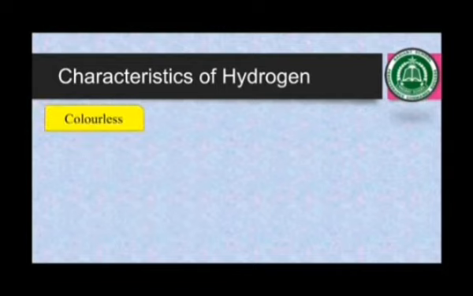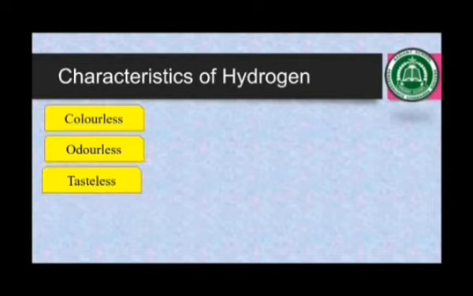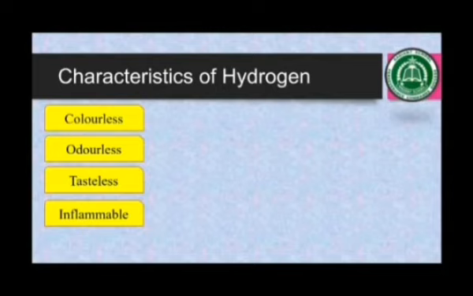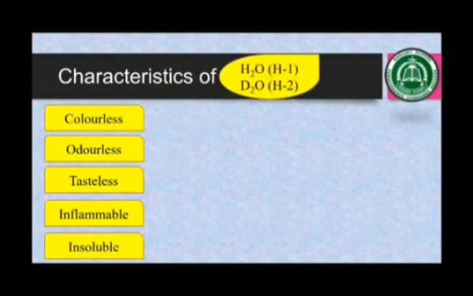Hydrogen, protium, is colorless, odorless, tasteless. No taste is there, no color is there, and no smell is there. But it is highly inflammable. It catches fire easily. It is readily burnable. And it is insoluble in water. The formula of water, as we are familiar, is H2O. In H2O, hydrogen 1, protium, is used.